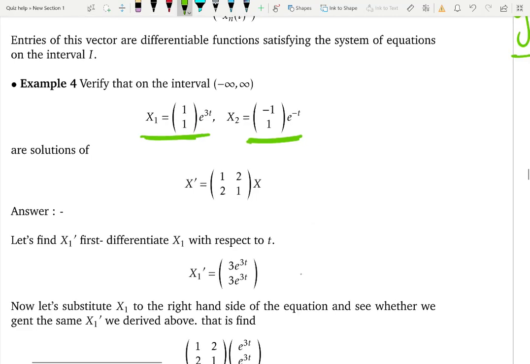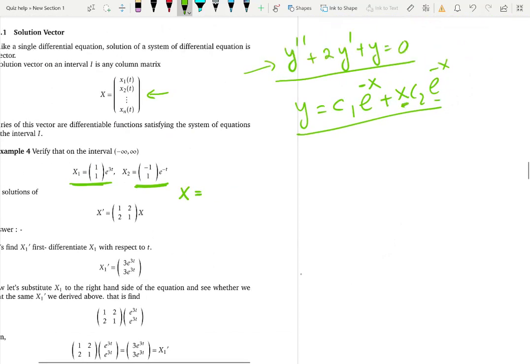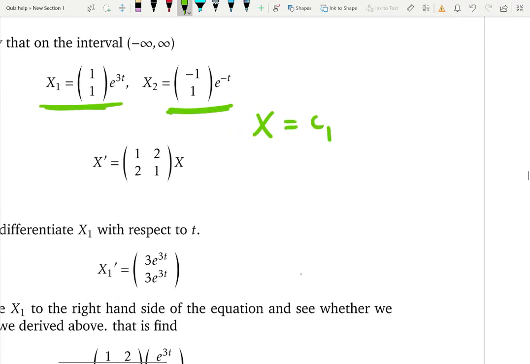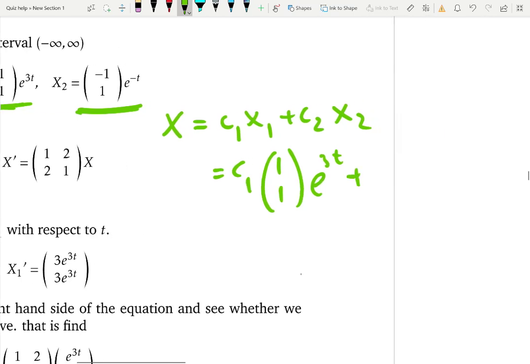So how can you write the general solution in this case? Just like what we did here. Remember, we had two pieces of solutions, right? e^(-x), x e^(-x). You combine them by a constant. Same idea. So here c1 X1 plus c2 capital X2. So c1 times the vector (1, 1) e^(3t), plus c2 times the vector (1, -1) e^(-t). So that is how you write a full general solution in a system.